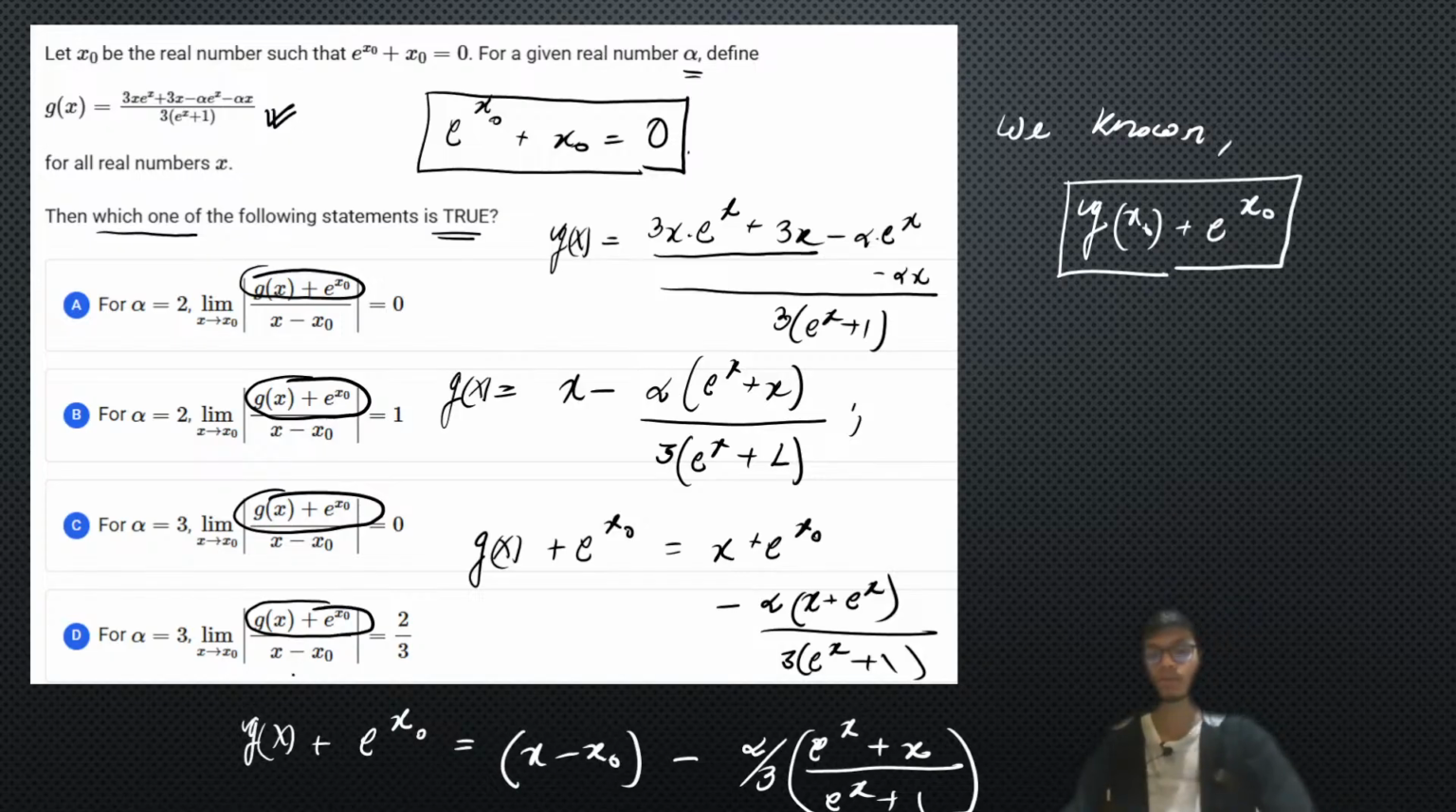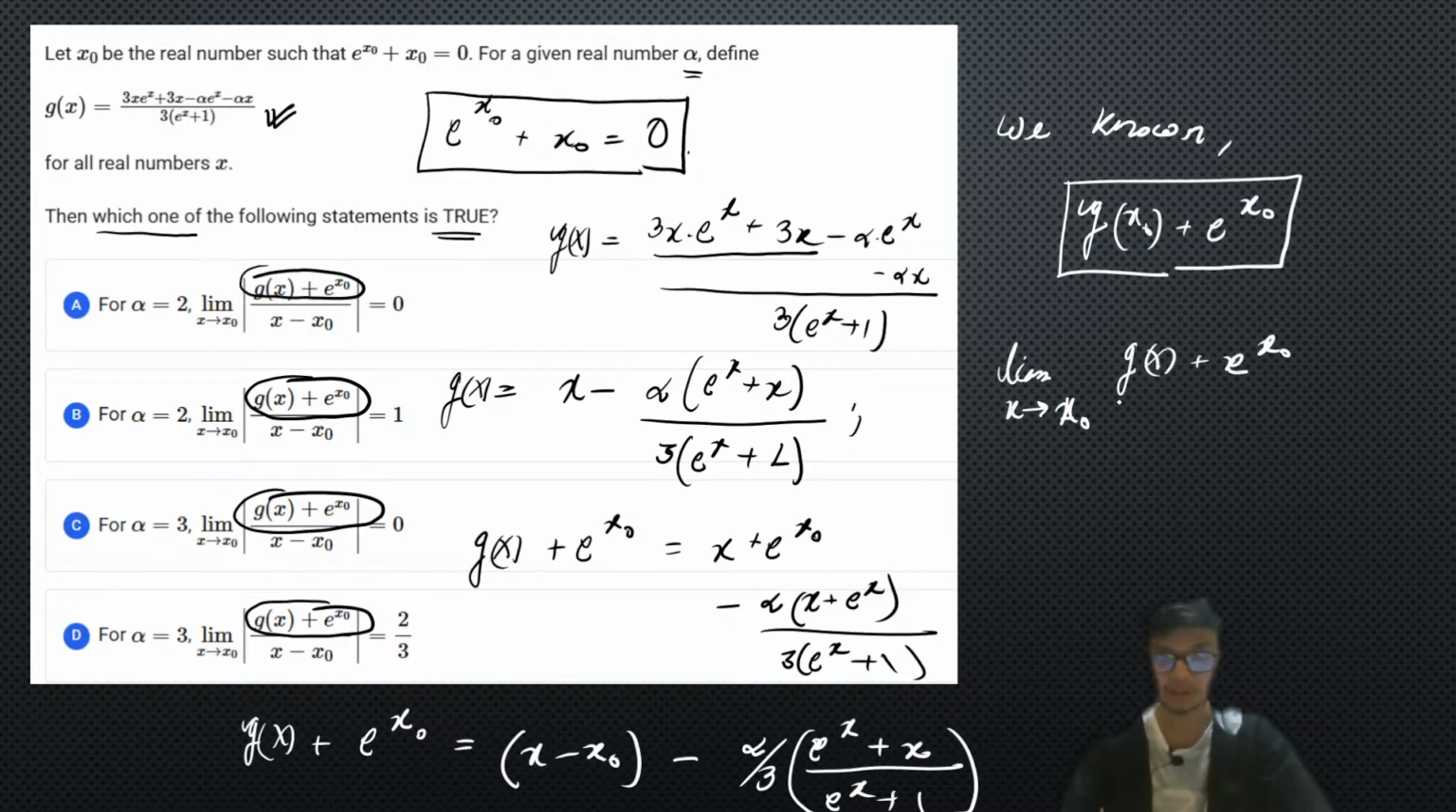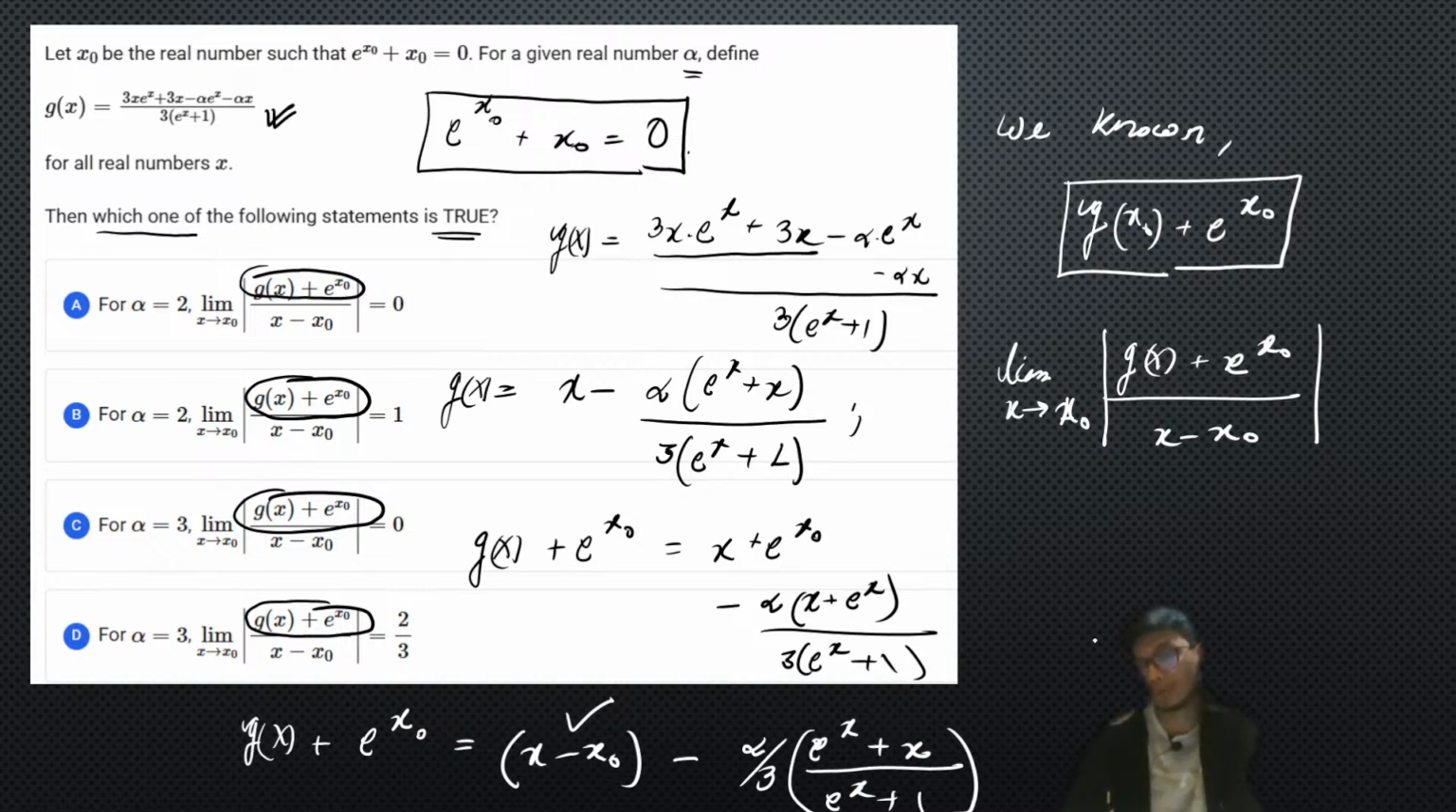Now you have to figure out this for different values of alpha, right? So over here, if I put the limit x tending towards x naught of mod of g of x plus e to the power x naught, whole divided by x minus x naught, what we see is that as x tends towards x naught, this particular form will be equal to 0. And similarly, this form, since e to the power x naught plus x naught is also equal to 0, will also go to 0. So we will have a 0 by 0 form over here, right?